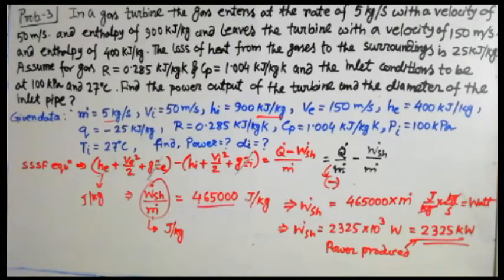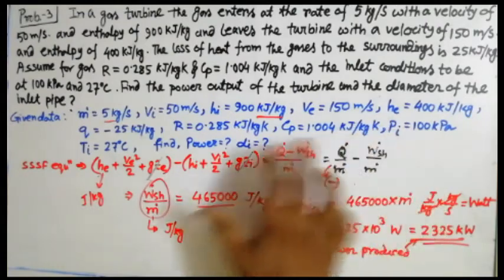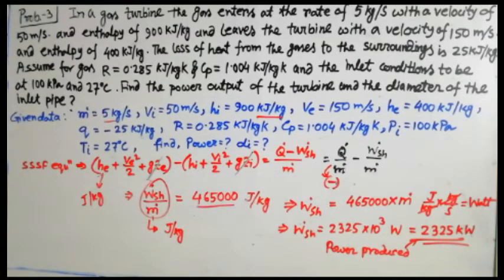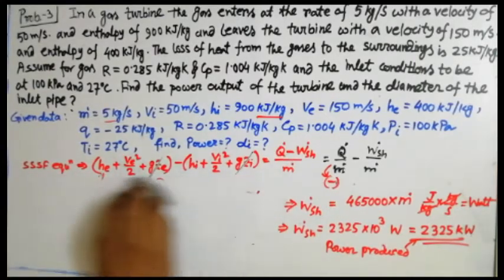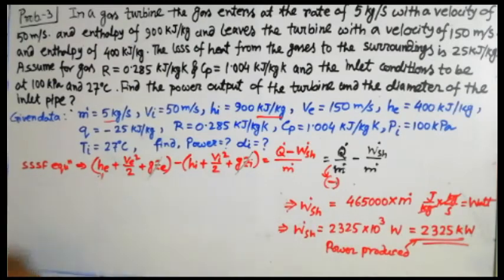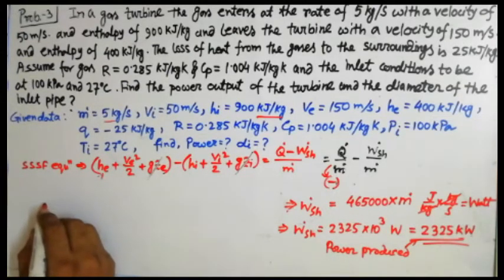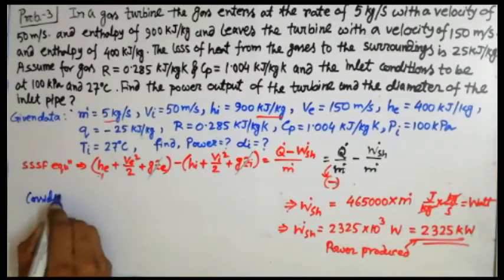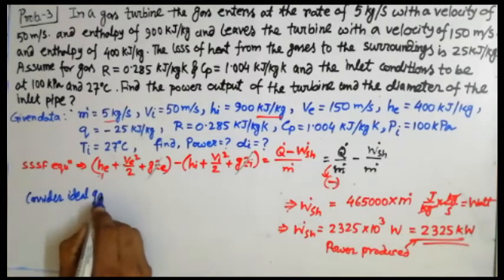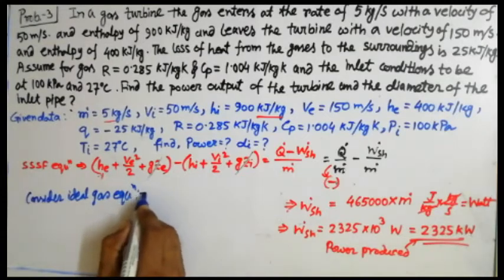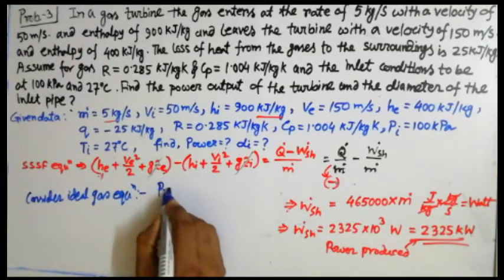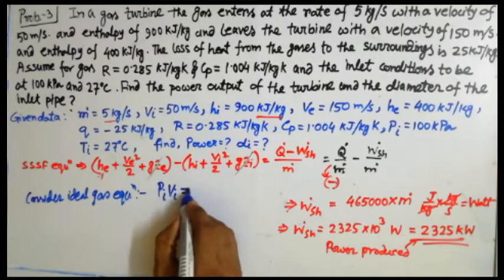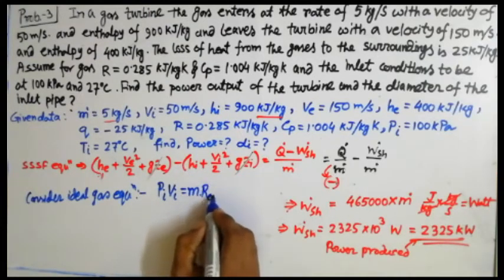Okay, now the second thing you have to find out is the diameter of the inlet pipe. The diameter of the inlet pipe can be easily found if we make a simple assumption, considering it is an ideal gas. Using the ideal gas equation, I can write: Pi Vi equals M into Rc into Ti.